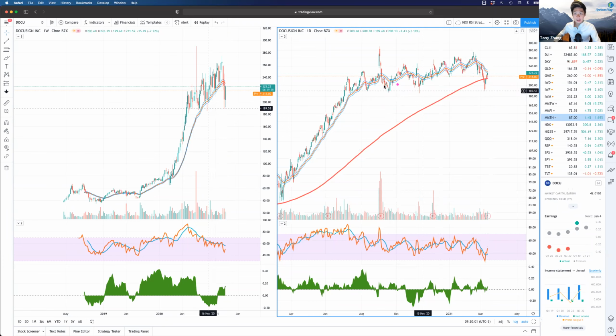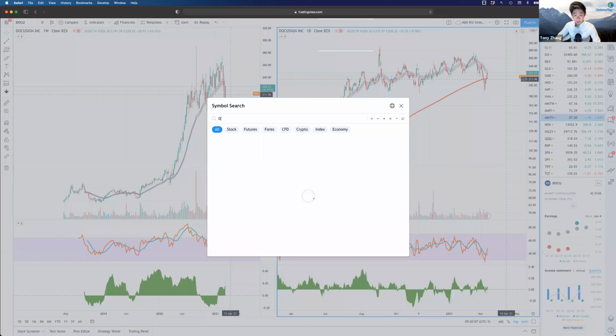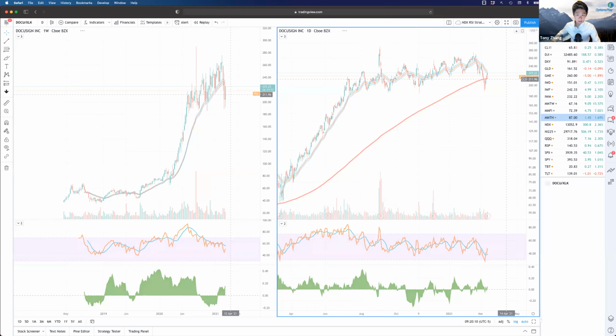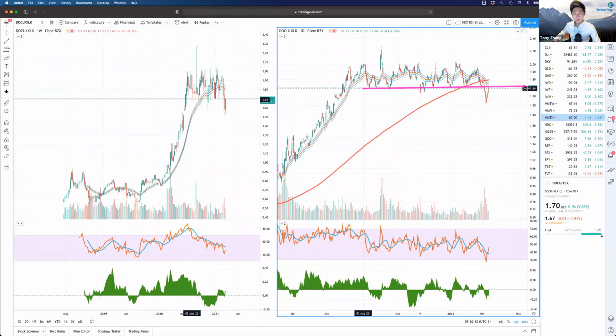So the fact that it has held the 190 support level and the 200-day moving average is constructive, but if you look at DocuSign relative to the technology sector, as you can see, it's starting to show some cracks here.